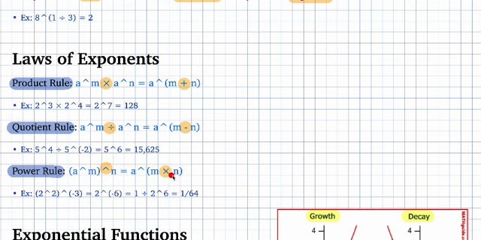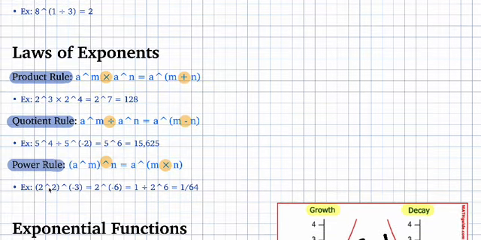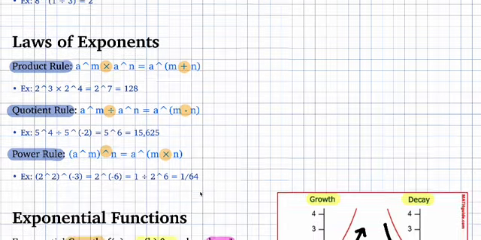Power rule. A to the power of m, to the power of n, is equal to a to the power of m times n. For example, 2 to the power of 2, to the power of negative 3, is equal to 2 to the power of negative 6, which is 1 over 2 to the power of 6, as we saw before with the negative exponent rule. And this gives us 1 over 64.